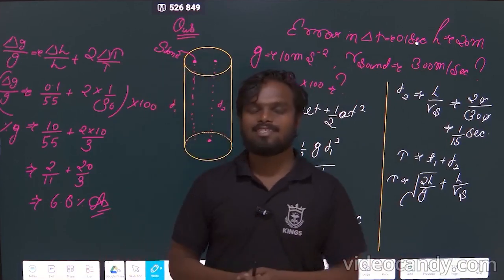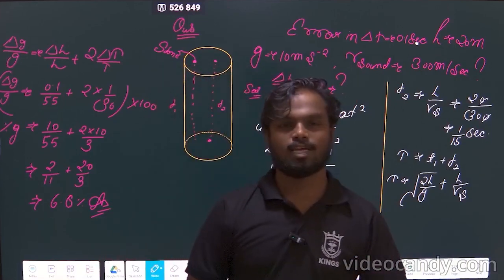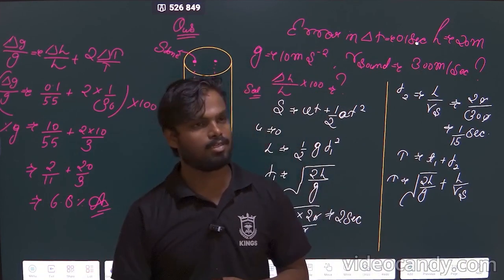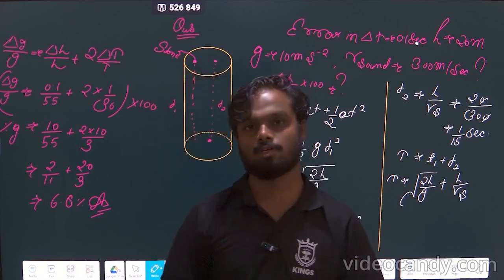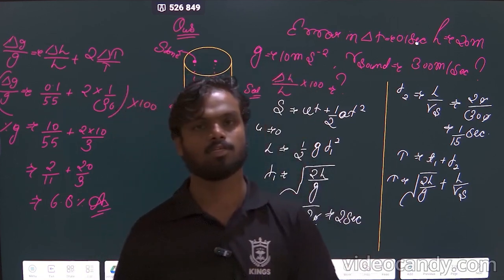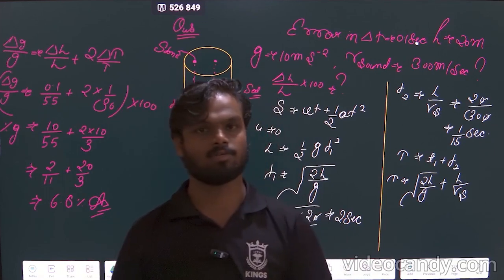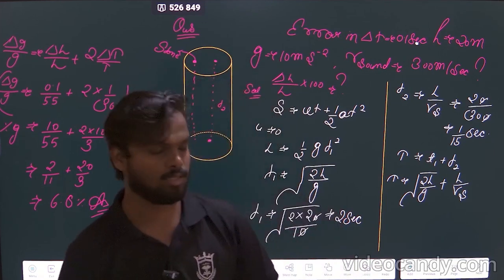So hello future achievers, in the last class we have seen how to do the error analysis and we have solved a lot of examples also. In today's class we will also do one question and then we proceed for the vernier caliper and then we go for the screw gauge and finally our chapter will be completed. So let us start with one numerical.